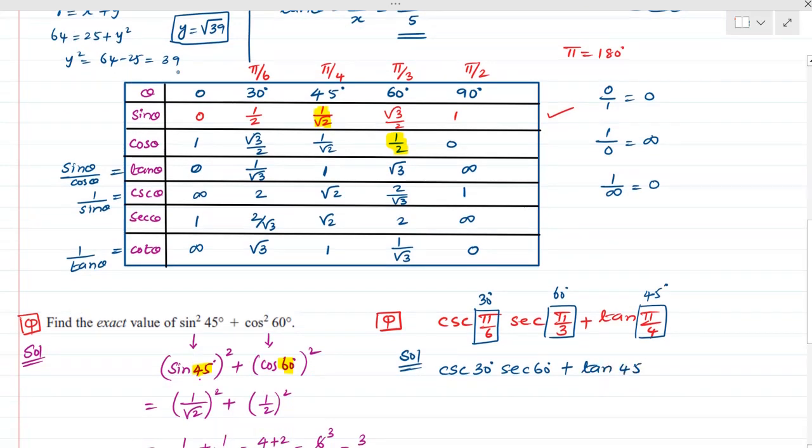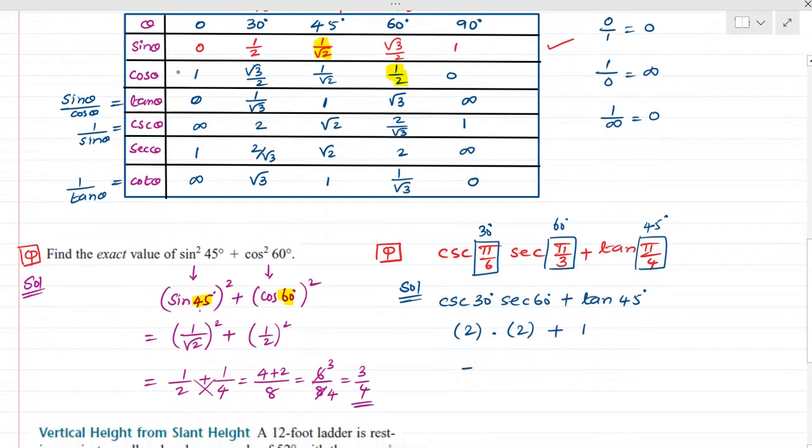Now I just substitute the values. What is cosecant 30? Cosecant 30 is 2. Secant 60 is also 2, and it is in the product. Plus, what is tan 45? Tan 45 is equal to 1. Now if you simplify, the answer will be 4 plus 1, which is equal to 5. So this is the final answer.